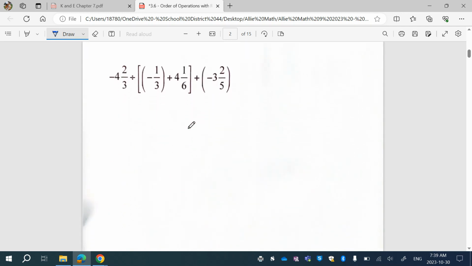This last one, I will go over it as well. We need to convert all of these mixed numbers into improper fractions. So let's start with that.